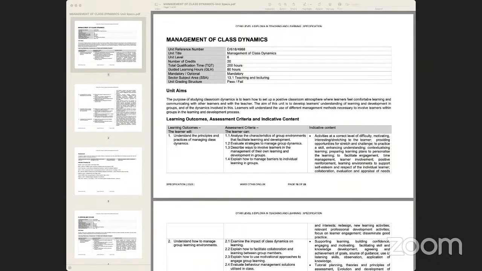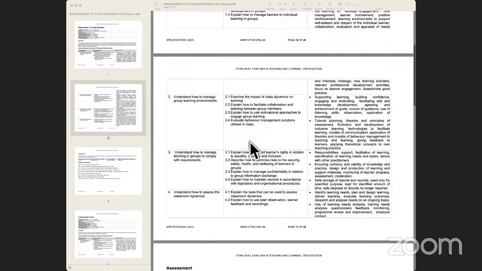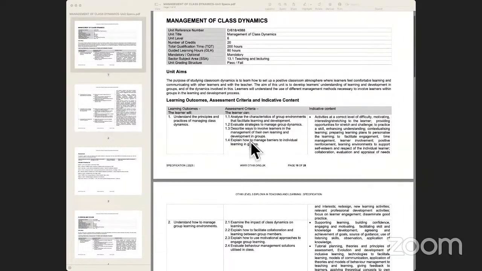Hi, good morning everyone, and thanks for joining this session today. We're going to be looking at starting learning outcome 3 with regards to the unit management of class dynamics. So that's the unit, as you can recall, we are studying, and we have covered learning outcome 1 and 2 for this unit so far. Which was done last week, and today we are going to be starting learning outcome 3.